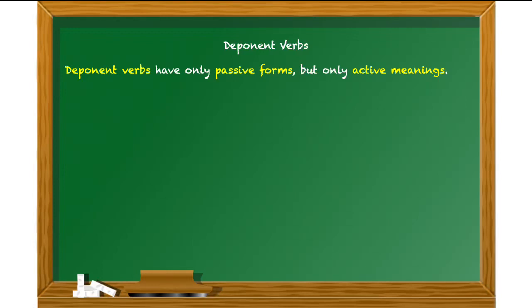We've got a very interesting class of verbs to talk about in this video. They're called deponent verbs. And deponent verbs have only passive forms, but only active meanings. So in other words, you're not going to see any of your normal active forms here. They will only have passive voice endings. But when you go to translate them, you'll only translate them actively.